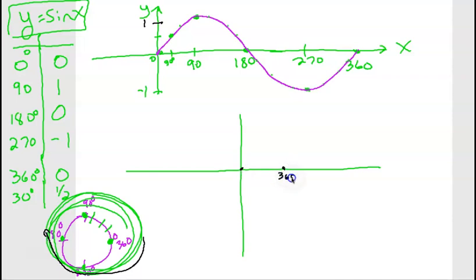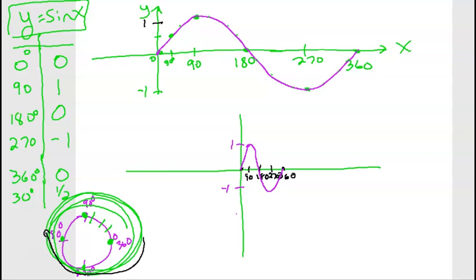So here's 360, one complete cycle. Half of that is 180. Half of that is 90. Halfway between here is 270. And one complete cycle, one period. Again, here's 1 and here's negative 1. And that's one complete period right there.